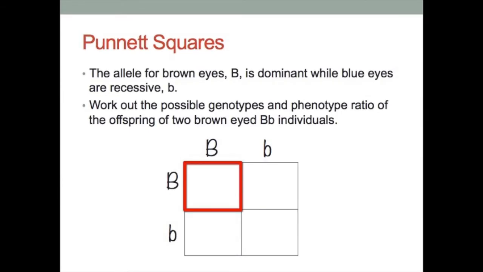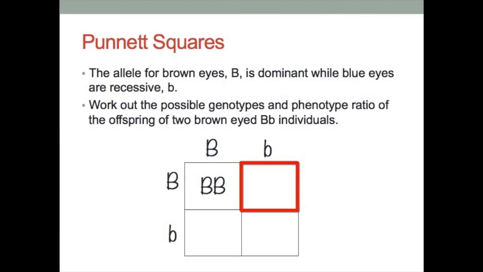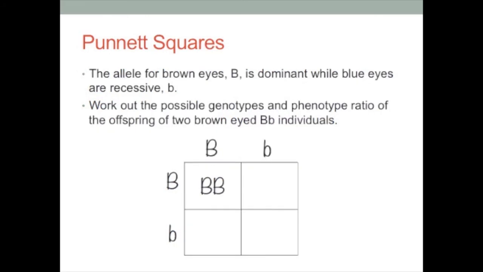So we start with the top left corner and we combine big B from the left and big B from the top, making big B, big B. We then move on to the square on the top right, and so we combine big B from the left and little b from the top, giving us big B, little b. By convention, the dominant allele is written first.